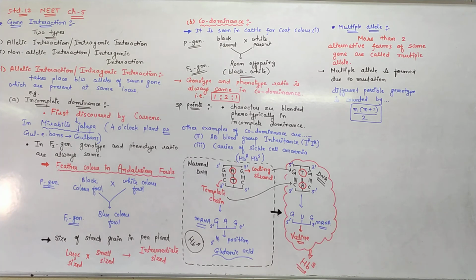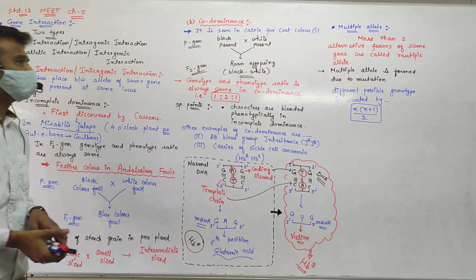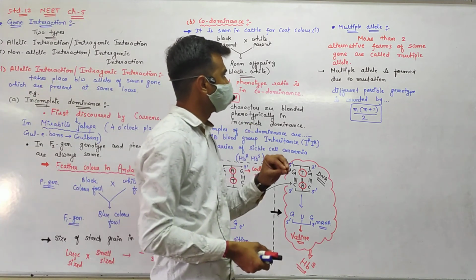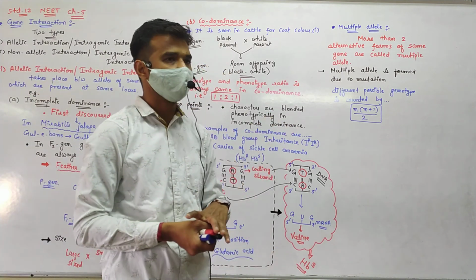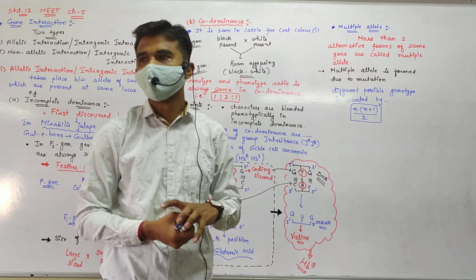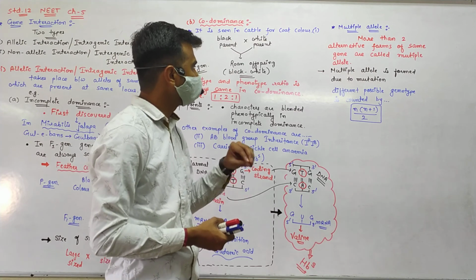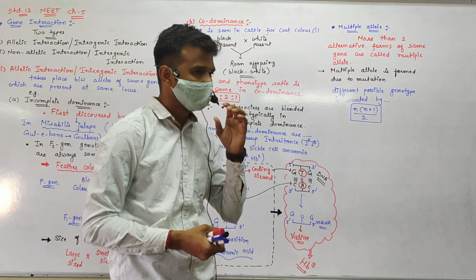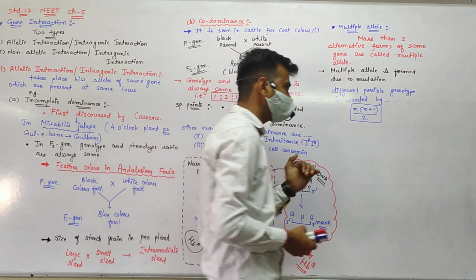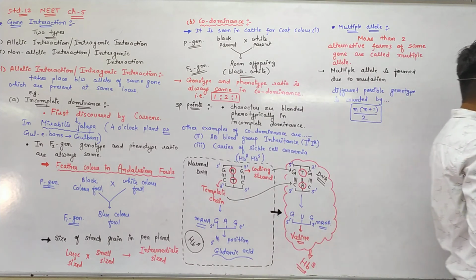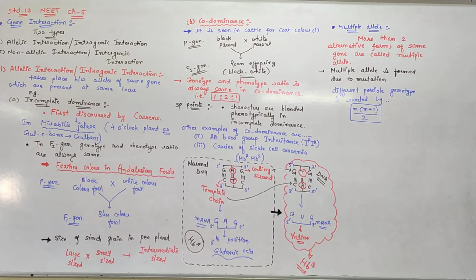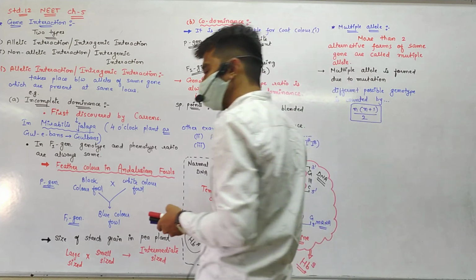See here, multiple allele. More than two alternative forms of the same gene are called multiple alleles. Multiple alleles are formed due to mutation. And here, the different genotypes can be counted by this formula: n(n+1)/2.